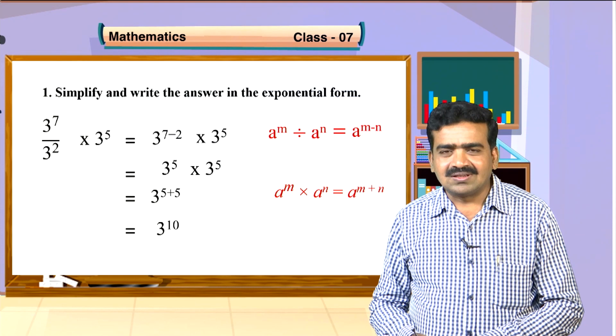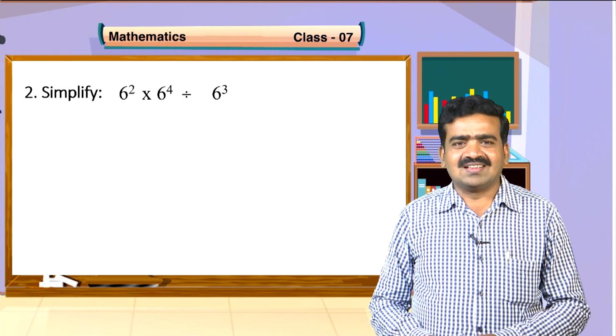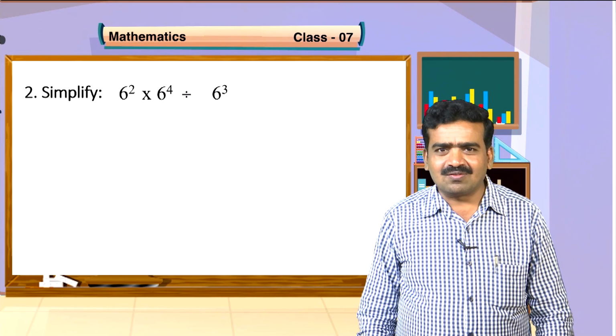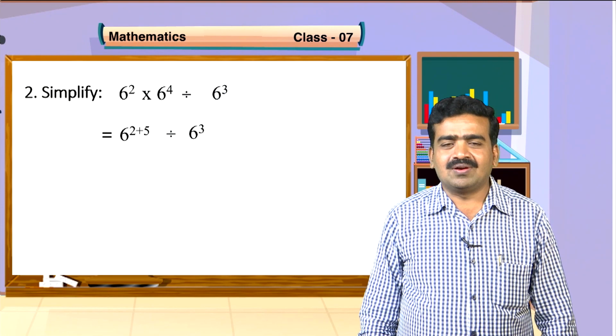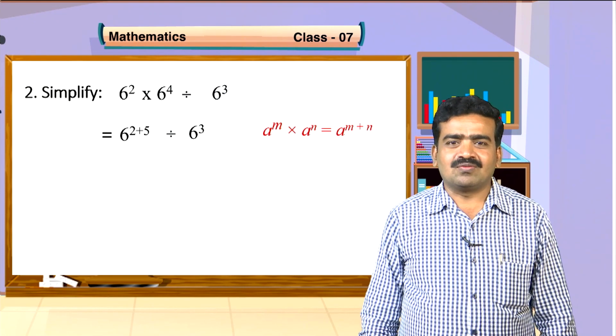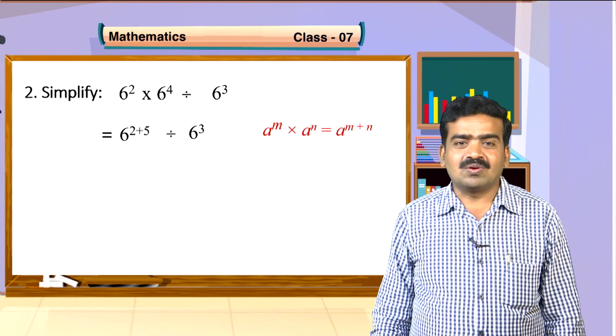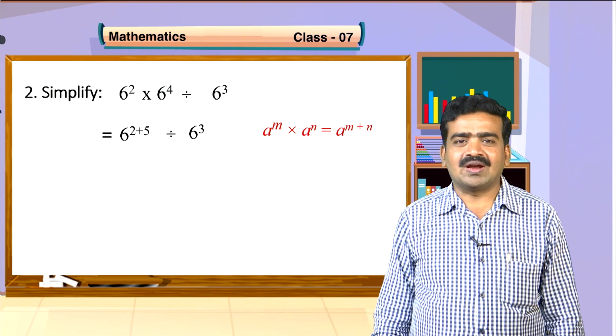Is it understood? Shall we go to the next question? Let us solve one more problem on this. 6 squared into 6 to the power of 4, divided by 6 cubed. Here we have to write like this. 6 squared into 6 to the power of 4 can be written as 6 to the power of 2 plus 4. Since the bases are same, we have to add the exponents.